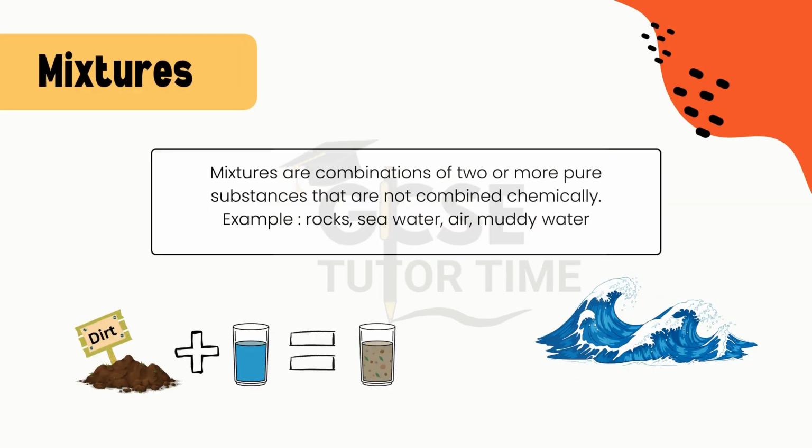Mixtures. Mixtures are a combination of two or more pure substances. Pure substances can include elements or compounds that are not chemically combined. Examples: rocks, seawater, air, muddy water. They're not chemically combined, but they are mixed together.